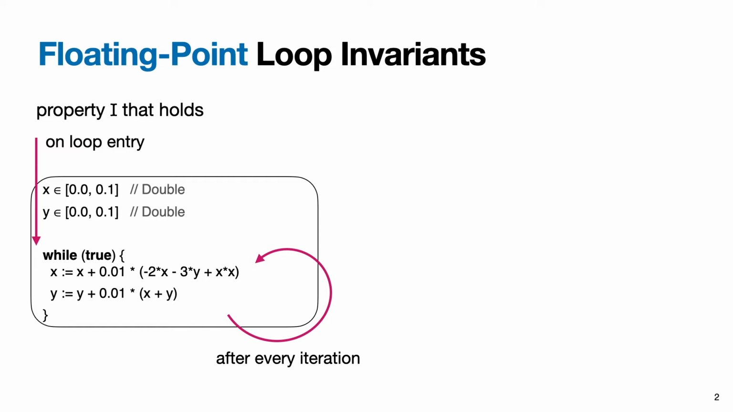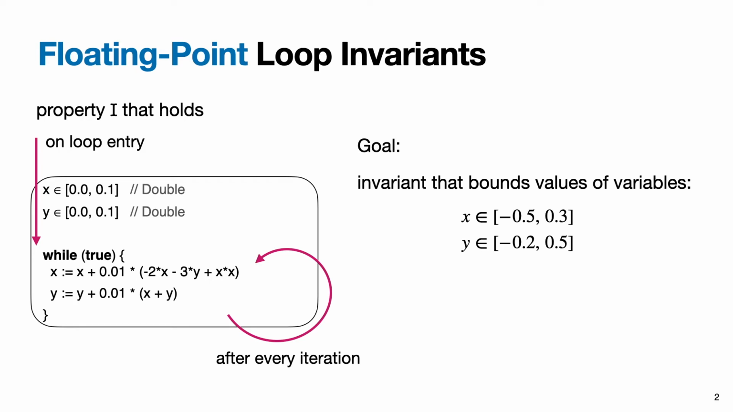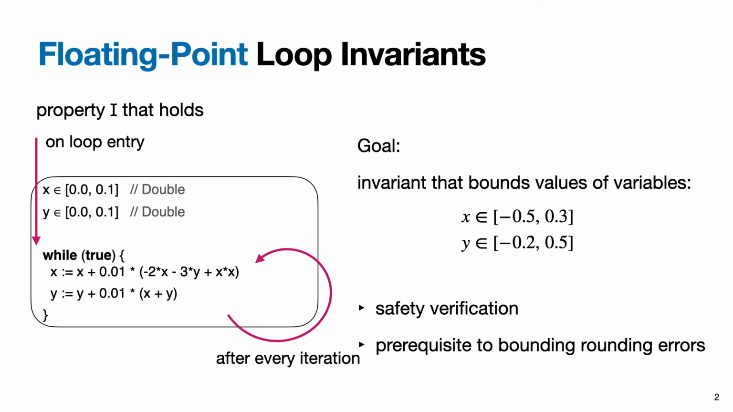In general, such an invariant can be of an arbitrary shape, whatever helps to prove a property that you're aiming for. For floating point loops, it makes sense to have an invariant in the shape of ranges for values of variables. It is helpful for safety verification when you need to prove that the variable does not reach some unsafe state, unsafe value, and ranges are also prerequisite to bounding rounding errors.